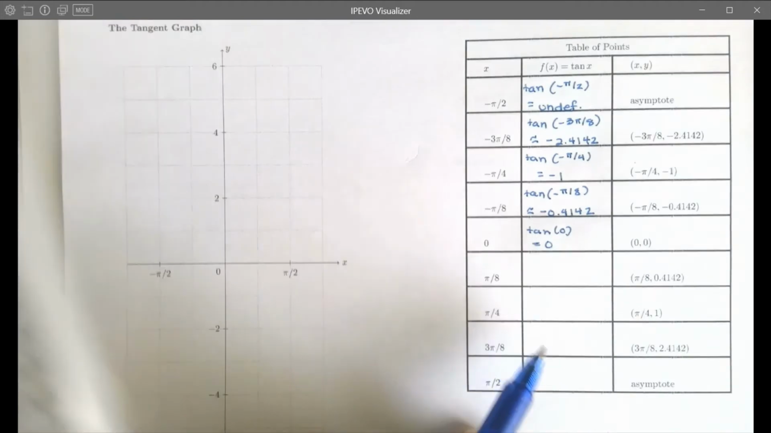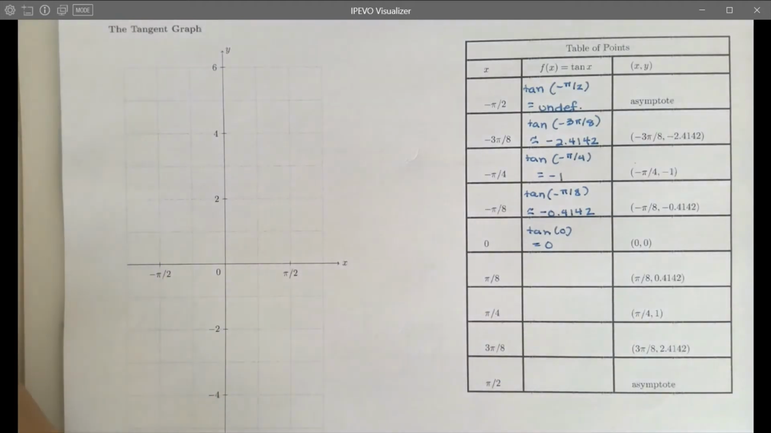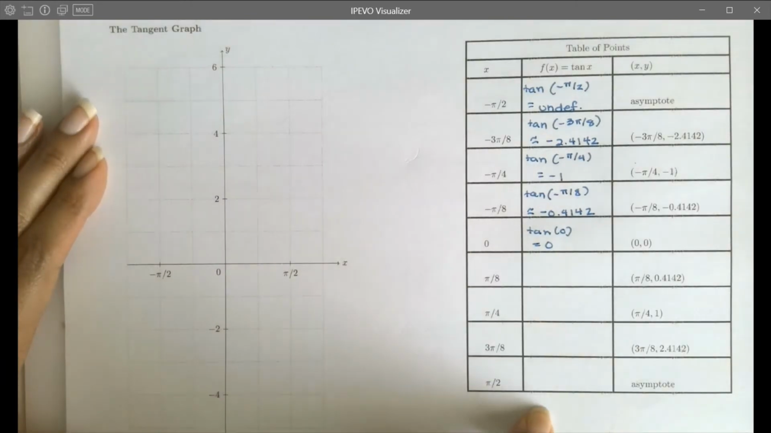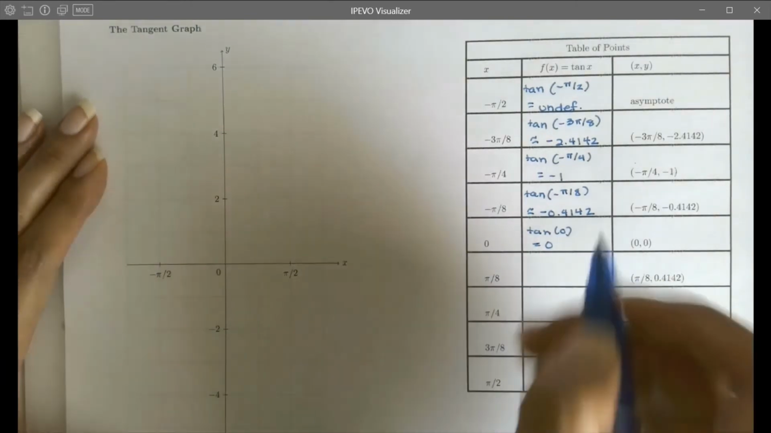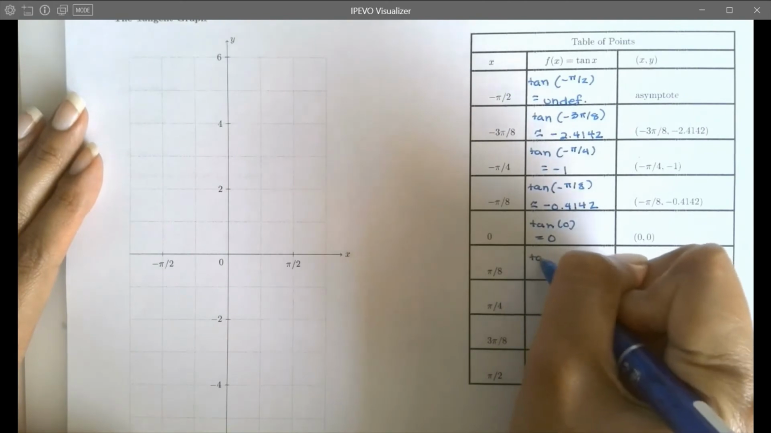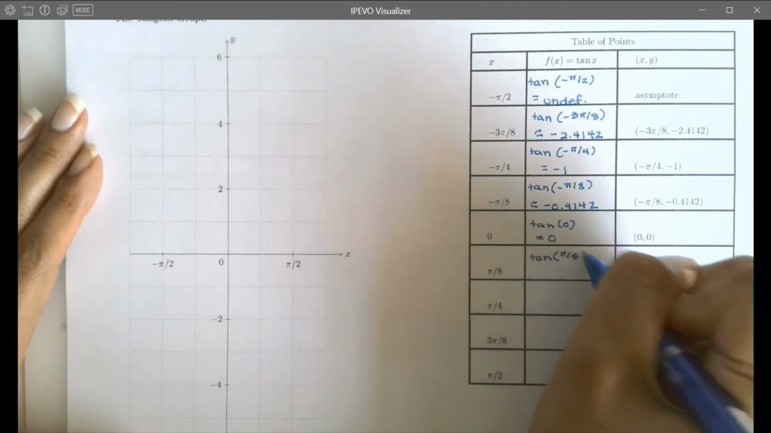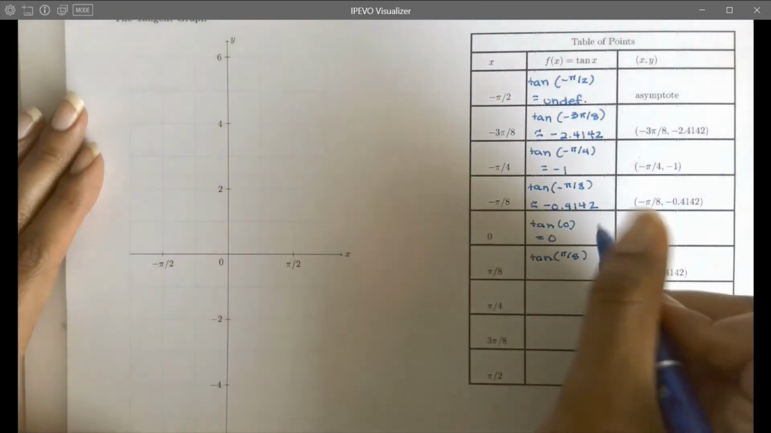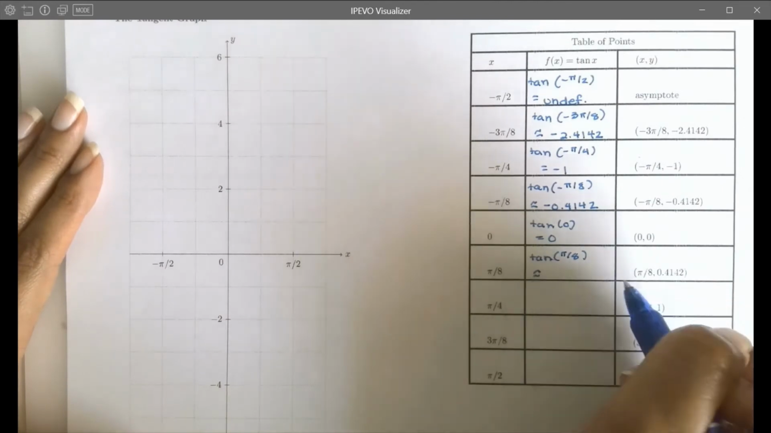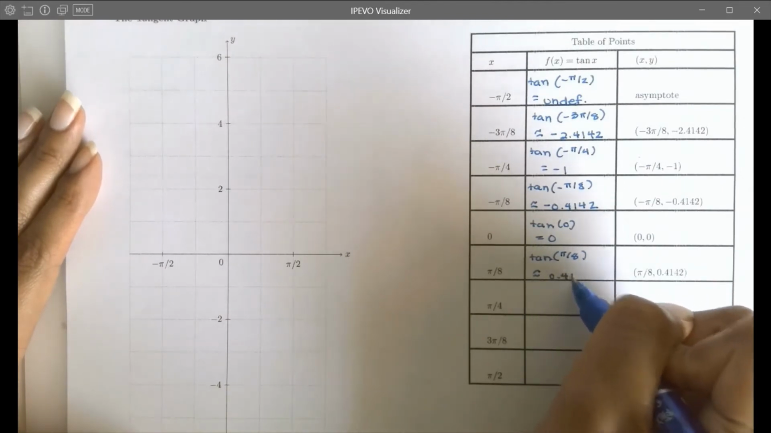Okay, so for the remainder of the x values, I encourage you to use your calculator to help you verify that these numbers and points are correct. I'm just going to write tan of pi over 8. You want to verify that that's going to give you approximately 0.4142.